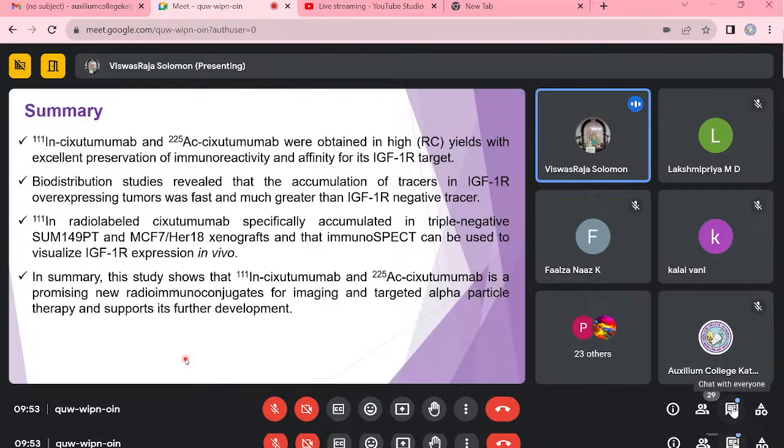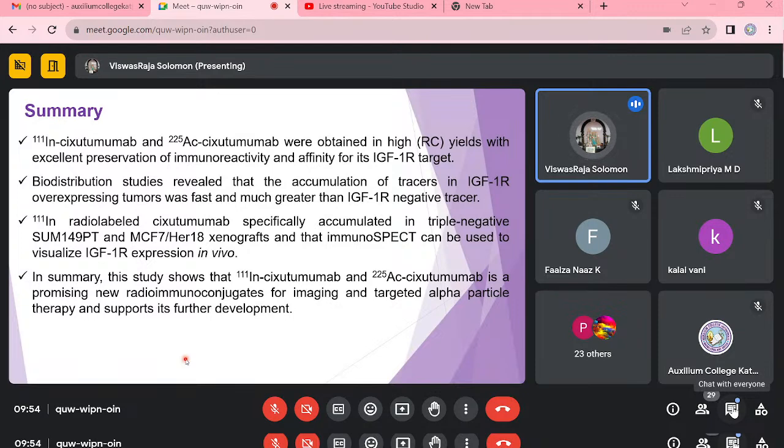Again, when we treated the mice with a high dose of the actinium-225 labeled tracer, 2 mice completely relapsed the tumor, completely cured, and survived more than 180 days. When the mice were untreated, all the mice were dead before 52 days.